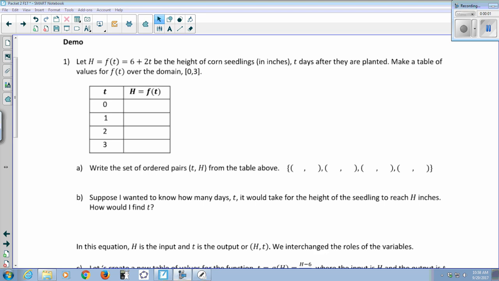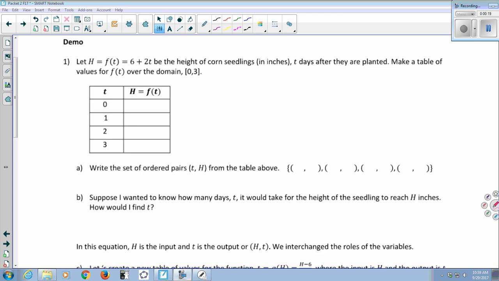Welcome to the College Algebra Lesson 18 demo. We're going to let h be a function of t, and the formula is 6 plus 2t. It represents the height of corn seedlings in inches, t days after they're planted. Make a table of values for f of t over the domain 0 to 3.